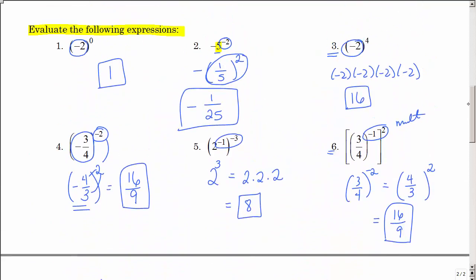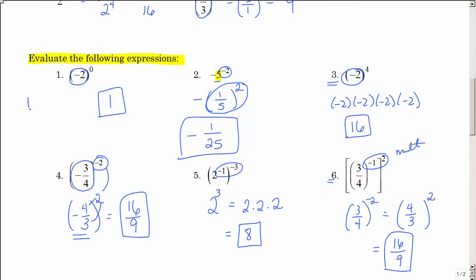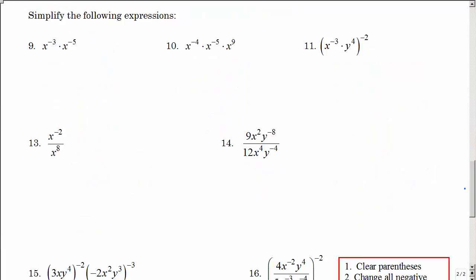I'm going to go back up to number 1. So number 1 was negative 2 to the 0, which equaled 1. But what if I had it like that? Would that also equal 1? No, because just that is raised to the power of 0. That negative would stay, and this part is 1. Got to be careful.